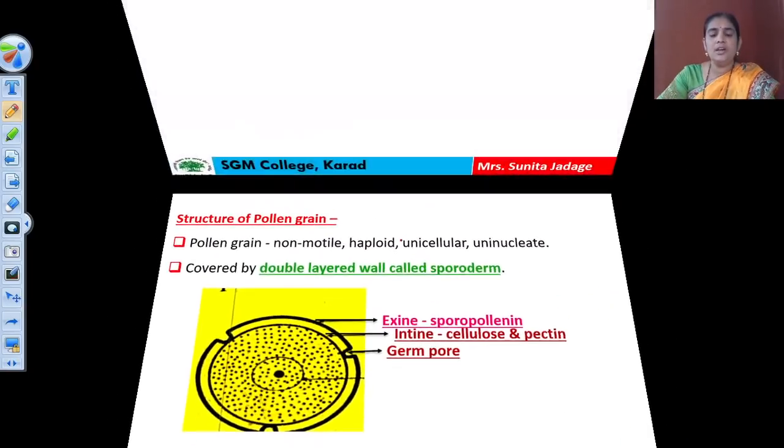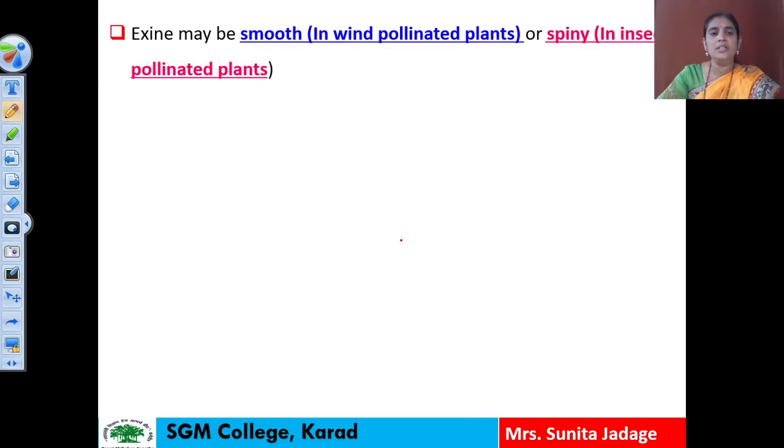Now the other structures which are present on the pollen grain, that we have to see here. The exine of the pollen grain may be smooth, which is present in the wind pollinated plants, or it is spiny, which is present in the insect pollinated plants. Means in wind pollinated plants, the exine wall of this pollen grain is smooth, and in insect pollinated plants, the exine wall is of spiny structure.